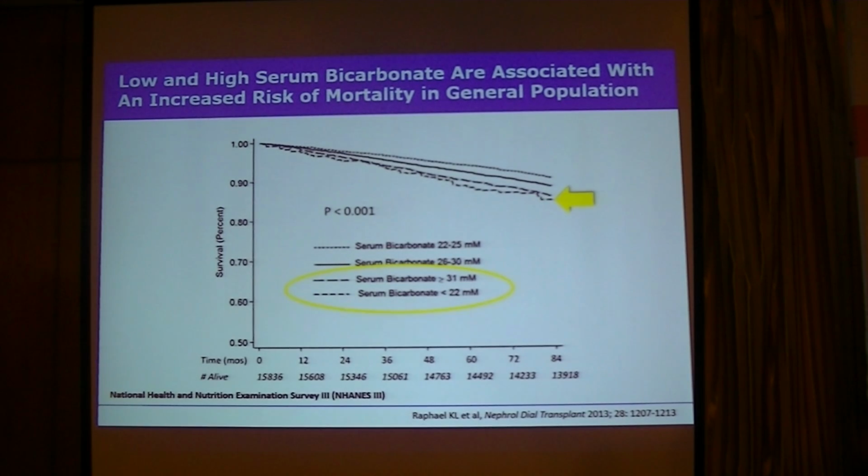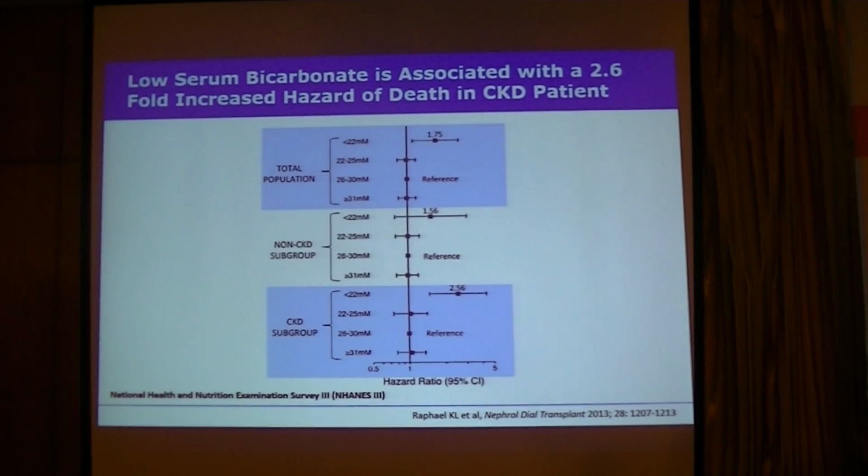So acidotic or alkalotic state affects the survival of the normal population. Now, if you go into the detail and check two subgroups of this population, the non-CKD patients, you see immediately that for bicarbonate, there is obviously no significant difference. Still, acidosis is affecting the survival, but this is not significant.